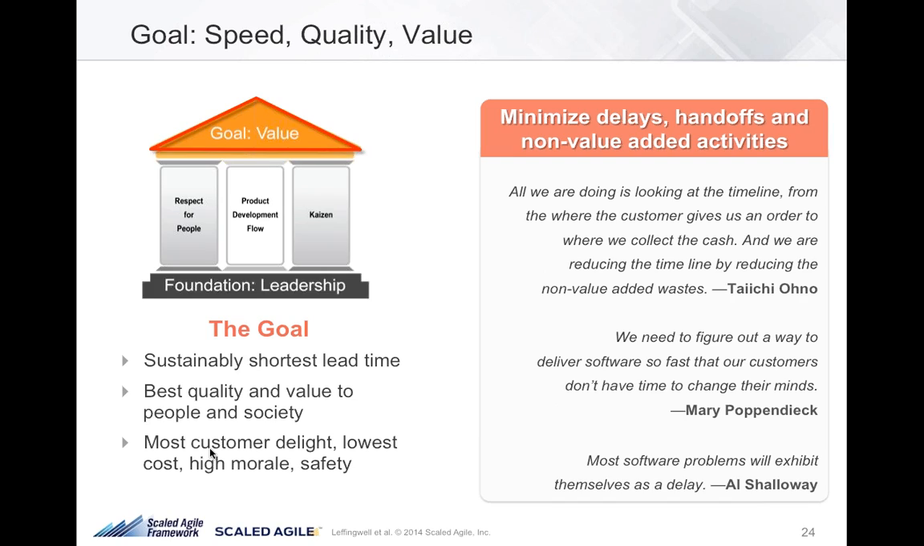And if you look at a few hints to the way Lean approaches the problem, you see those on the right. Taiichi Ohno, probably the godfather of Lean, says all we're doing is looking at the timeline from the point where the customer gives us an order to where we collect the cash. We're reducing the timeline, reducing non-value added waste. Mary Poppendieck, Mary and Tom have written, I think, 3 or 4 books on lean software development, and they said simply, figure out a way to deliver software so fast our customers don't have time to change their minds.